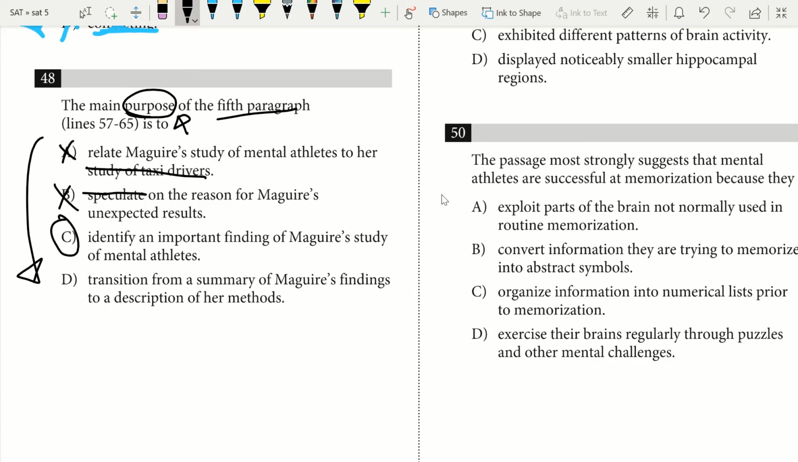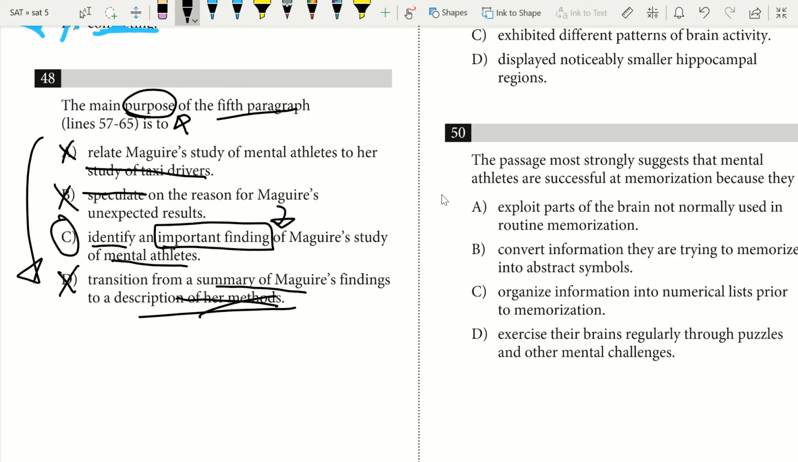C, identifying an important finding of McGuire's study on mental athletes. Yes, okay. We are summarizing our findings, and in that summary of our findings, we are identifying that important finding of the mental athletes using their brains differently, okay? So we're definitely identifying that important finding. As far as D, transitioning from a summary of his findings to a description of our methods, we don't transition to a description of our methods, so D would be incorrect. All right, so yeah, the main purpose of that paragraph is most definitely identifying the fact that mental athletes are using different parts of their brain than other people are, but their brains are not different in a structural sense. So 48 there, our answer is going to be C.